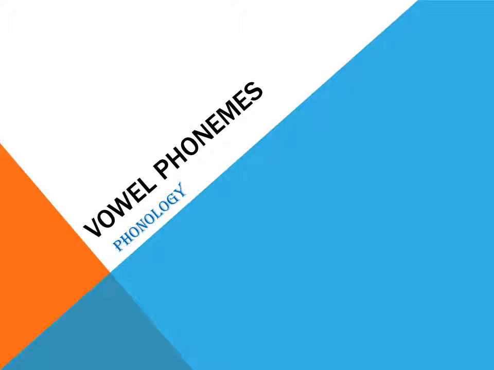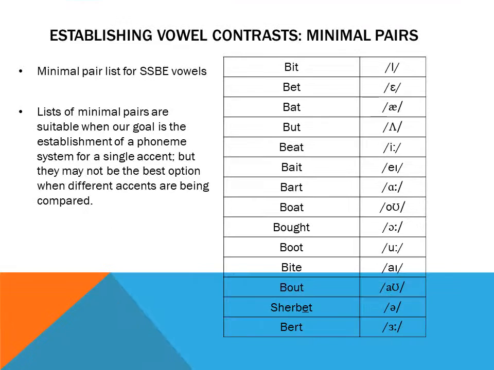The topic for this video is about vowel phonemes. The first thing we're going to discuss is establishing the vowel contrast. The first part is the minimal pair. Look at the table on the right. Here is the minimal pair list for standard Southern British English.